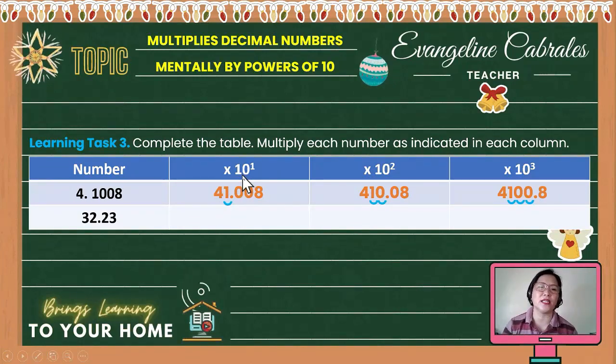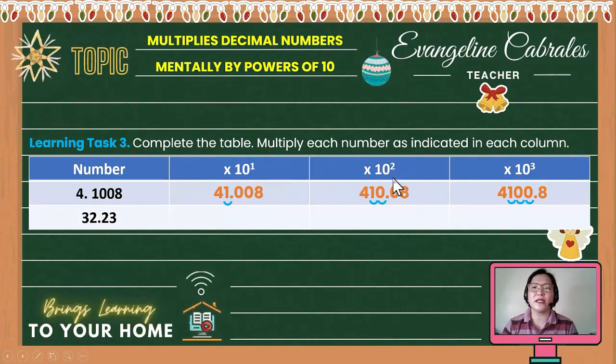Balik tayo dito sa 10 to the power of 1. Ilang beses iuusod? Isa. Papunta saan? Sa kanan. Kaya yung decimal point ay napunta sa pagitan ng 1 at 0. Bakit isang beses inuusod? Dahil ang exponent niya ay 1 na nagpapakita na ang 0 ay isa.